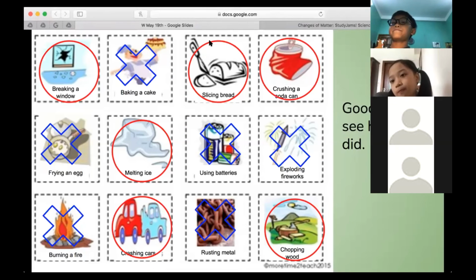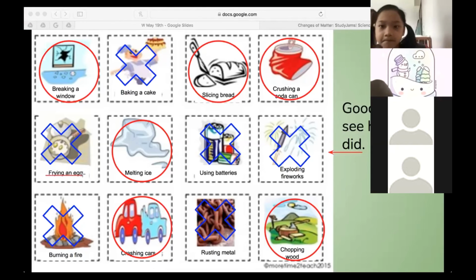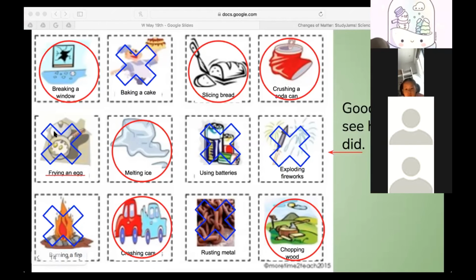All right. Boys, your turn. Boys, do the second row. Ready? So you read the word, and then say physical or chemical change. 1. Frying an egg. Chemical change. Melting ice. Physical change. Using batteries. Chemical change. Exploding fireworks. Chemical change. Very good.